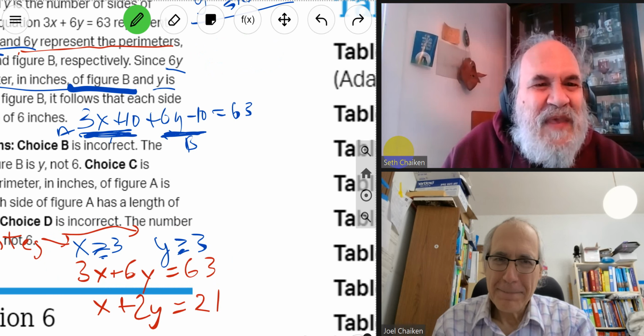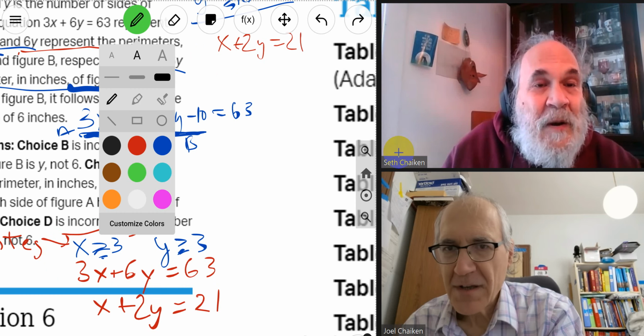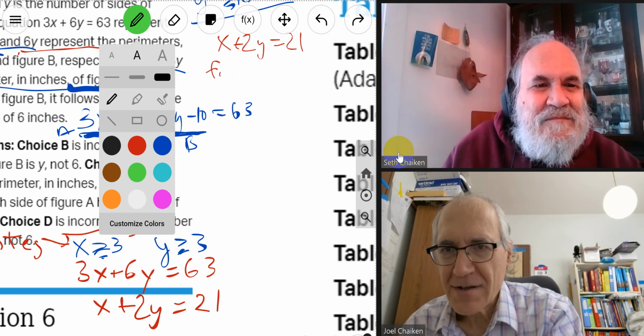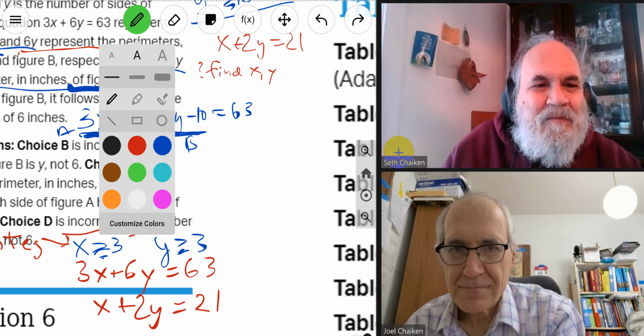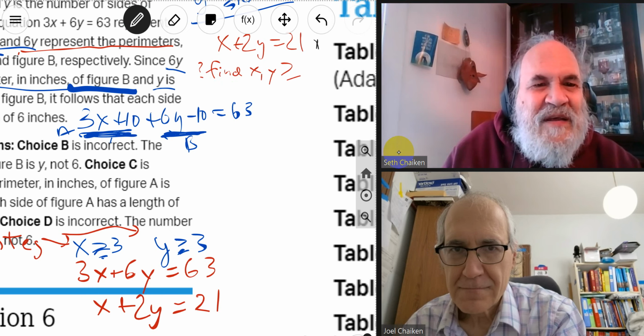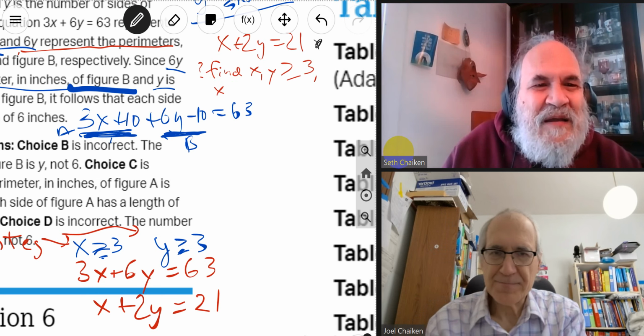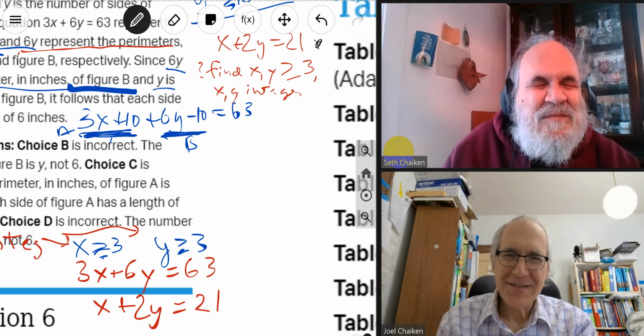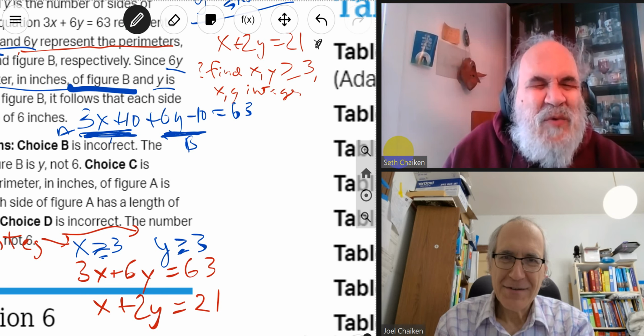Okay, so x plus 2y equals 21. And remember, x has to be greater than or equal to 3. The question is to find x and y that are greater than or equal to 3, and x and y are integers. We know 2y has to be even, therefore, since 21 is odd, x has to be odd.